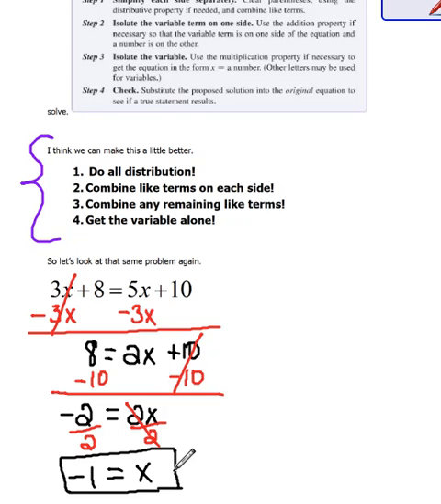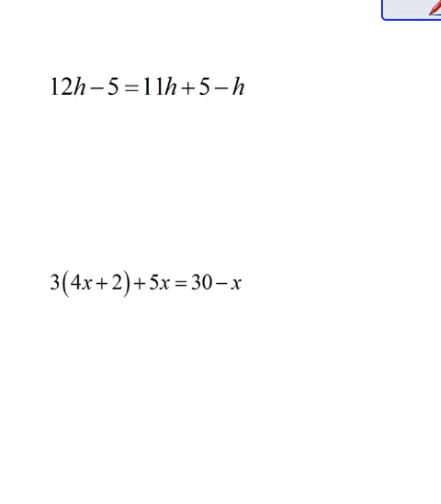Okay. Now, hopefully, as you practice more and more of these, you'll get better and better at it. Let's try another one here. Here we have 12h minus 5 equals 11h plus 5 minus h. So our rules say that we're supposed to do all distribution first. There's no distribution here. Our second rule says to combine like terms on each side of the equal sign. So we're combining like terms on the left, but there's nothing to do, and we combine like terms on the right. We can combine these h terms.